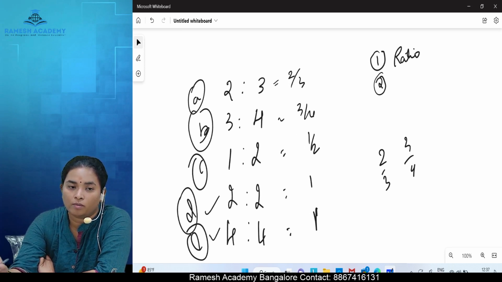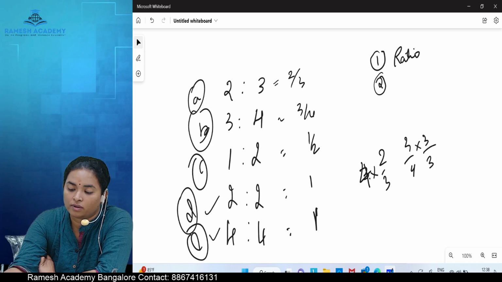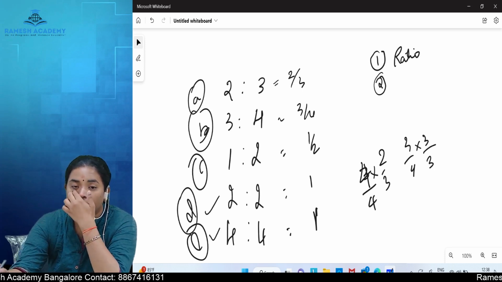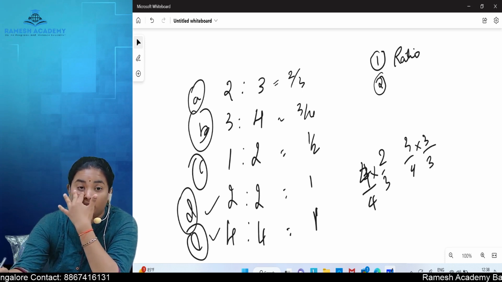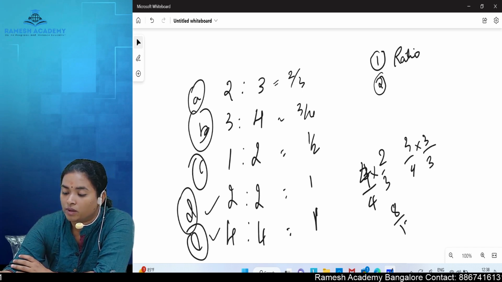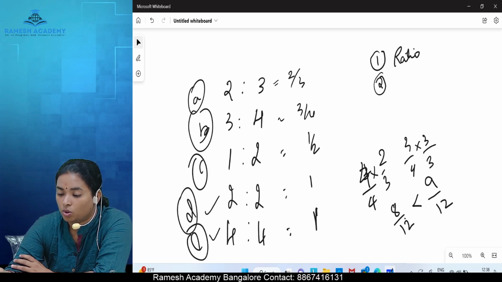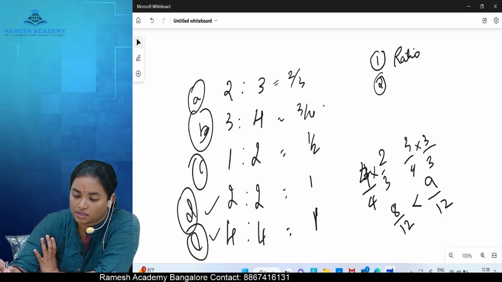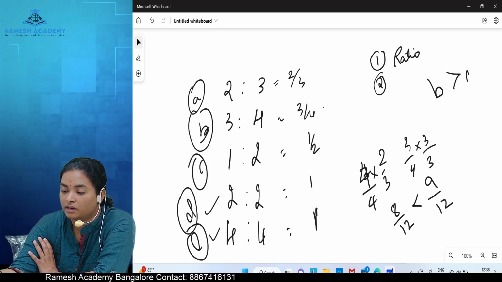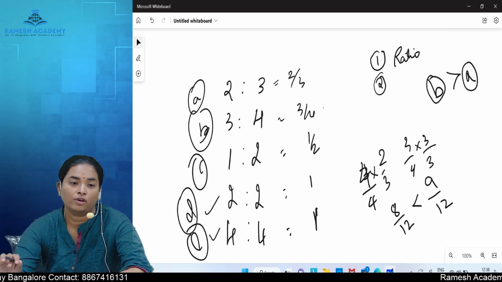So what do I do? I want to make it common. So what I'll do, this one I'll multiply by 3 divided by 3. Here I will multiply by 4 divided by 4. Why did I multiply by 4? Because I want the denominator to be common. Okay, now 8/12 and 9/12. Now I will say 9/12 is greater than 8/12. So basically B is greater than A. Okay, that is all. Similarly you can do for the others.